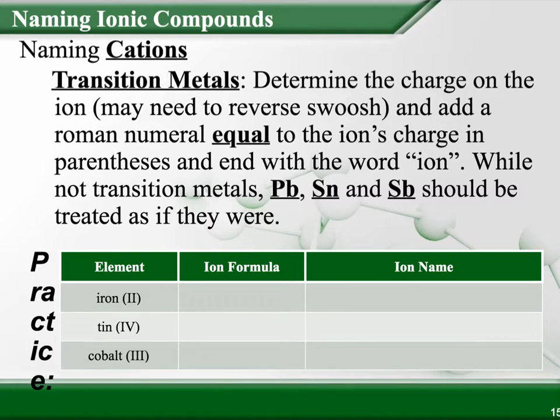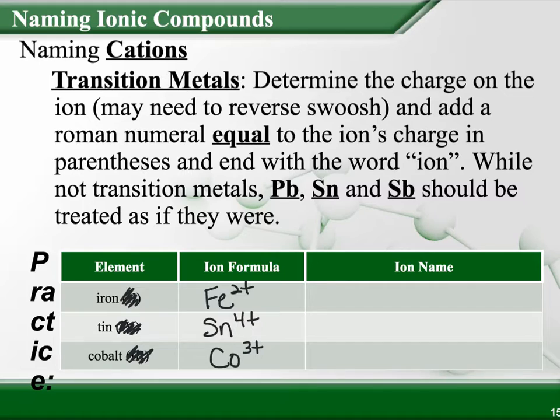Alright, before we talk about the transition metals, I need you to go ahead and fix your table because I had an oopsie. Get rid of these here. We just want to know what the element is: iron, tin, and cobalt. And then I would have given you the formula. So I would have given you Fe 2+, and then tin 4+, and cobalt 3+. So that's actually what you should have started with. I'll give you a second to get that written down.